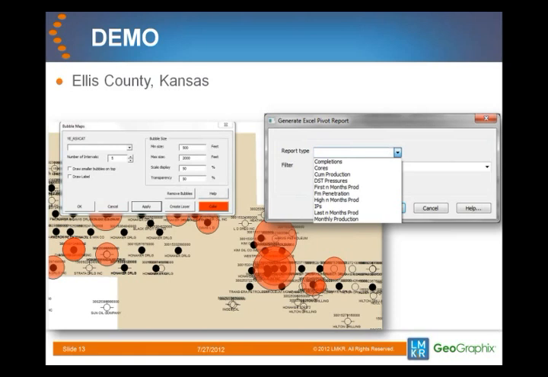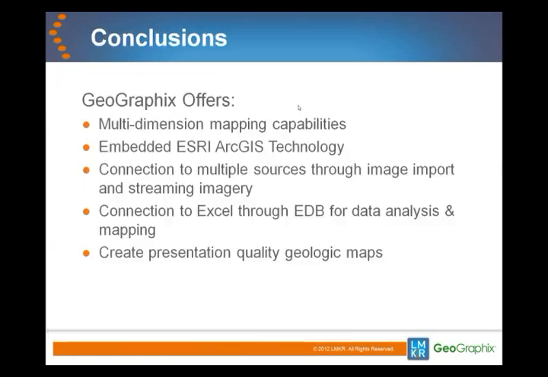Underlain by Precambrian basement, actually. Hydrocarbon trapping in the Arbuckle is both structural and stratigraphic, and economic reservoirs often occur in up-dip porosity and impermeability pinch-outs. So that's some background information, and I'll go ahead and start with the demo.